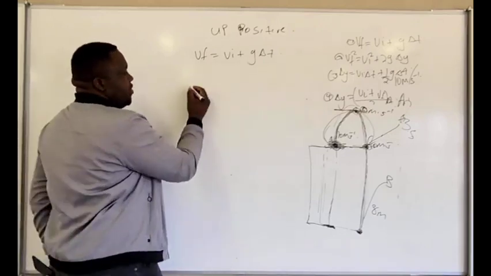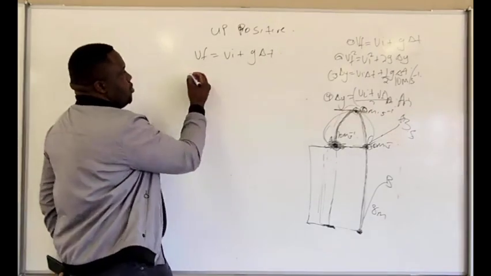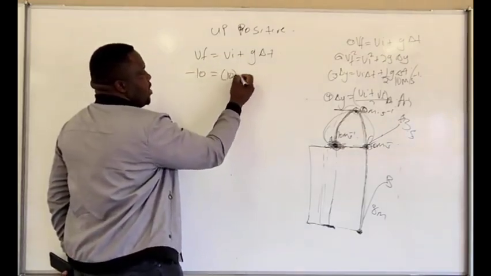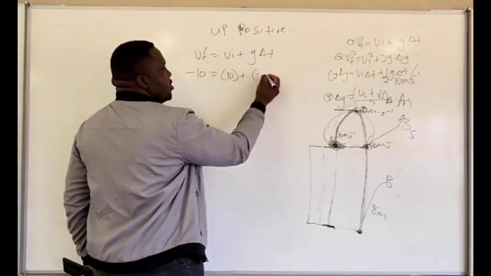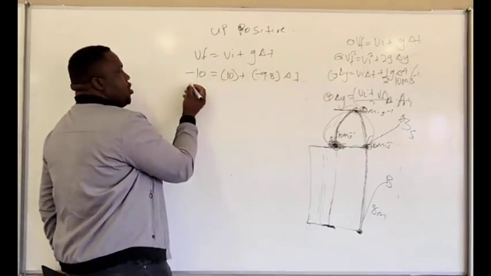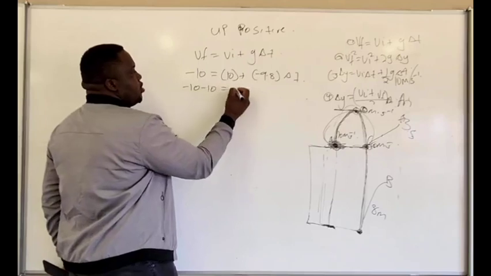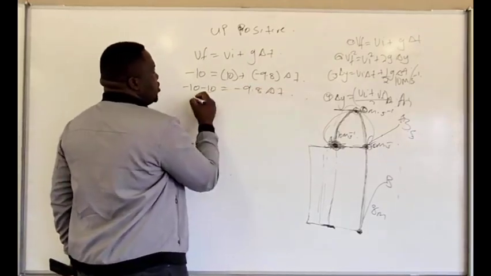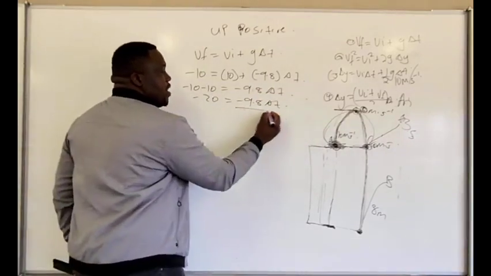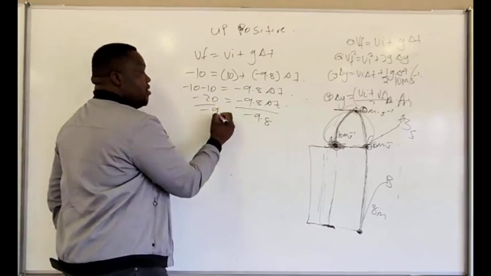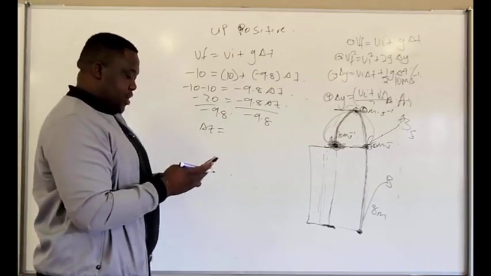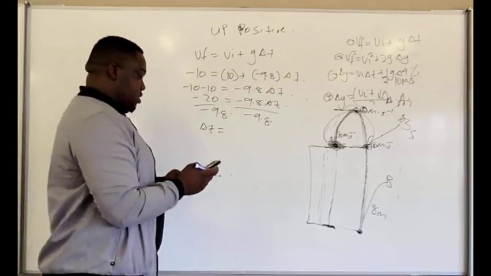You understand? So final velocity is going to become downwards, it will be negative. Final velocity will be minus 10. Initial velocity going up, it will be 10. Plus 9.8 is downward, it's going to be negative 9.8. Then we have change in time. So the time will come to this side, we're going to have minus 10, which is minus 9.8 change in time, which will give us minus 20, minus 9.8 change in time. Then we divide by minus 9.8. Our change in time is 20 divided by 9.8.